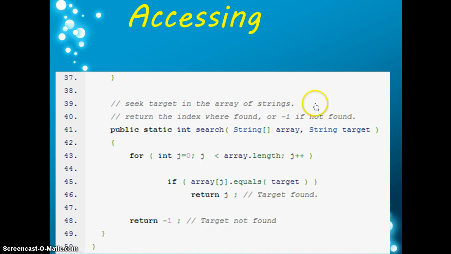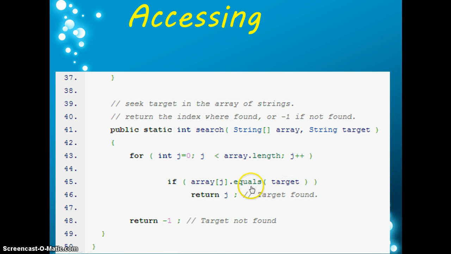I did not have any kind of a precondition telling me that in advance. I'm just going to handle any kind of array. That's the nice kind of broad aspect of working with methods. Loop through the whole array: if array bracket j dot equals target.